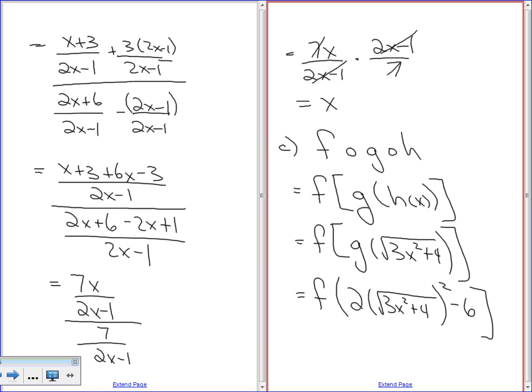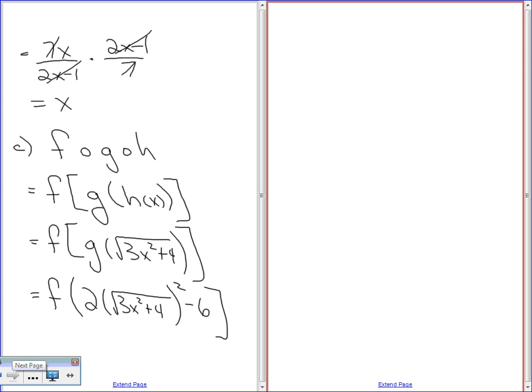Okay, I have two options now. Option number 1 is I can take all of this and substitute it into the f function everywhere I see an x. Option number 2 is I can simplify this and then substitute it. It doesn't matter, you'll get the right answer, whatever you feel like doing. Okay? I usually like to simplify before I move on, because I think it'll make life a little bit easier. So 2 times the square root of 3x squared plus 4, squared, minus 6.